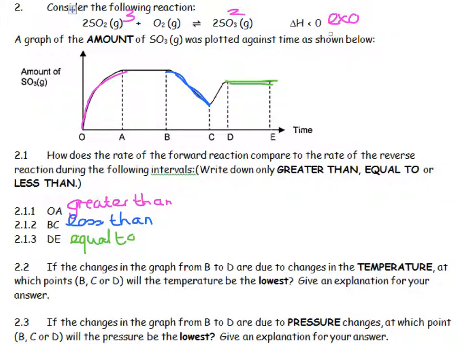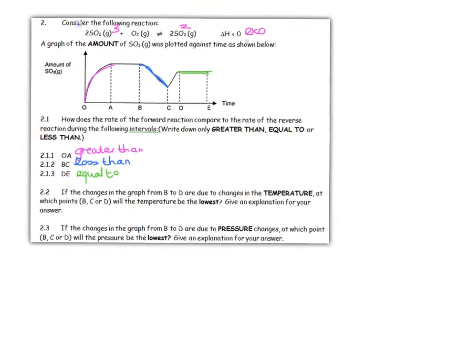If the changes in the graph from B to D are due to changes in temperature, so from B to D, at which point will the temperature be the lowest? Give an explanation of your answer. So it's quite a tricky question, but let's go through it anyway.